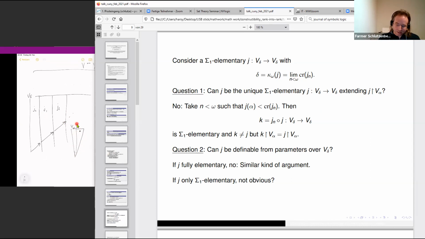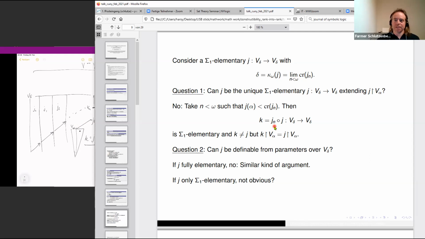Well, no, because just look at J of alpha here, and there'll be some Jn that goes up higher than here. So look at this kappa n. Jn here has critical point kappa n above this J alpha. But if I look at the composition, K is Jn composed with J, then this is a new embedding, and as Jn had critical point up here, it's not changing what J did down below V alpha.